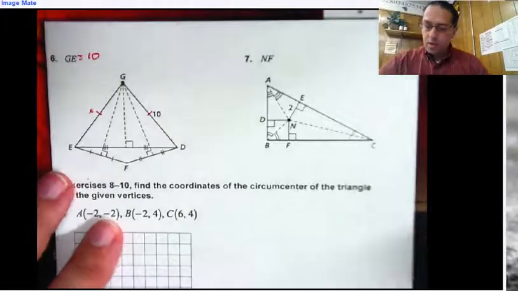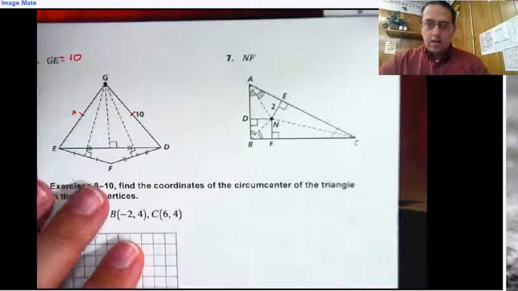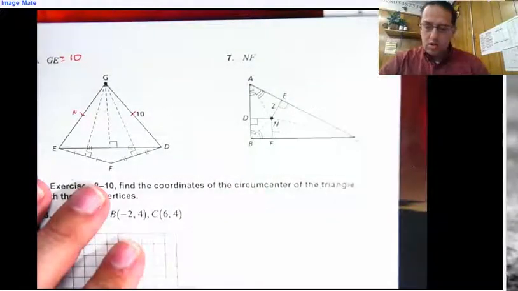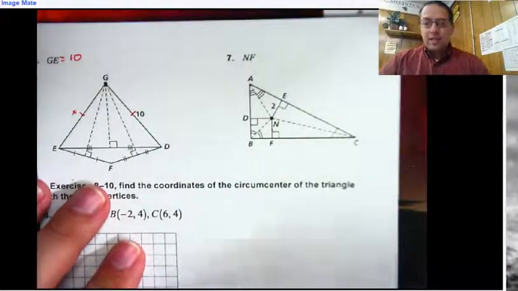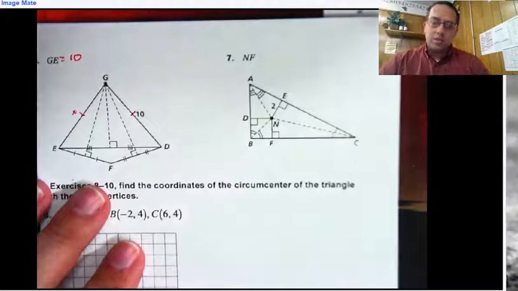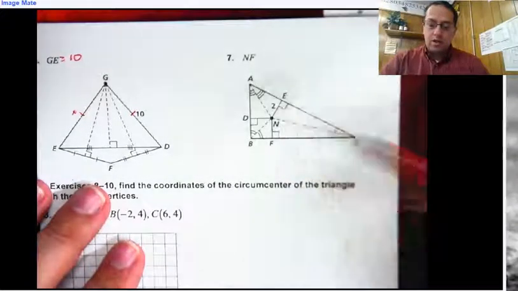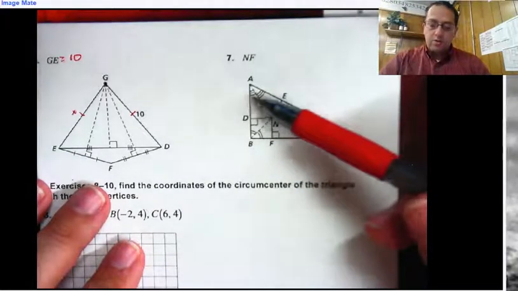All right, last one. We need NF, which is right here. Are we looking at the incenter, or is this the circumcenter? Are we on the angle bisectors or the perpendicular bisectors? We do have perpendicular lines there, but we also have congruent angles.